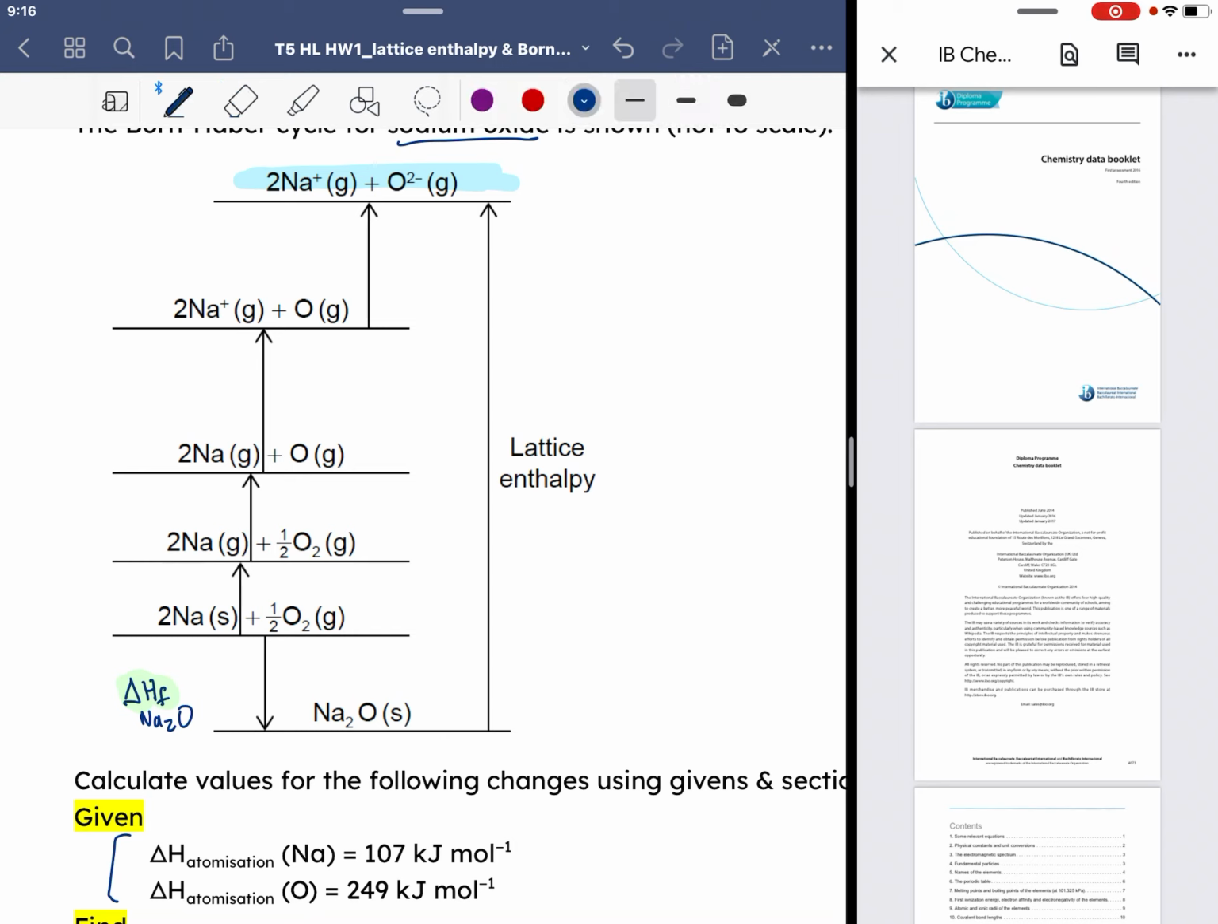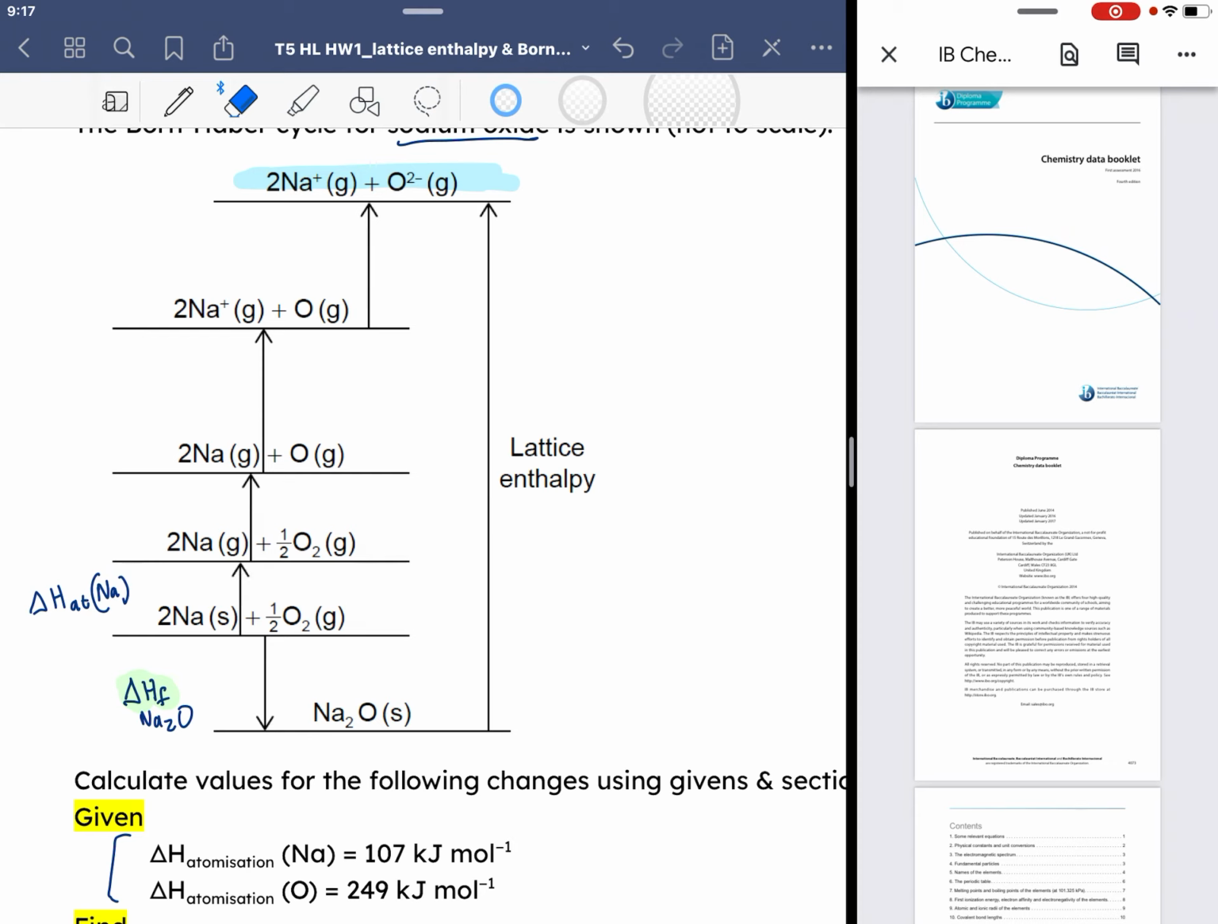Great. So now, what do I see happening between this step and this step? Well, what I see happening is sodium going from a solid to a gas. So that's delta H. Which of your enthalpies is forming a gaseous element? That's delta H of atomization. Delta H of atomization for sodium. Notice it was only sodium that did atomization or changed to a gas in that step.